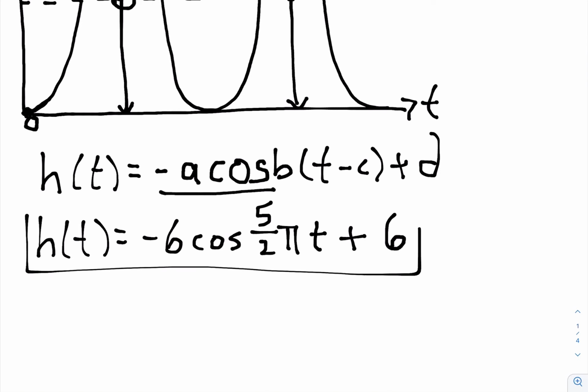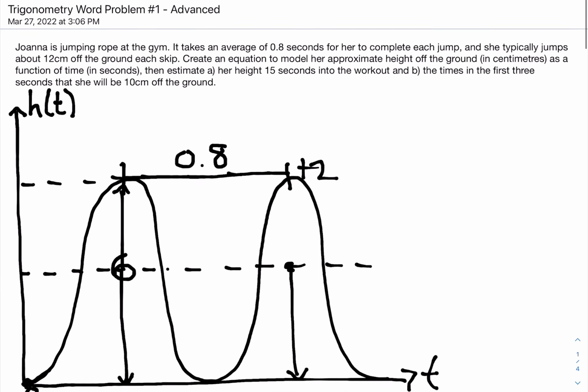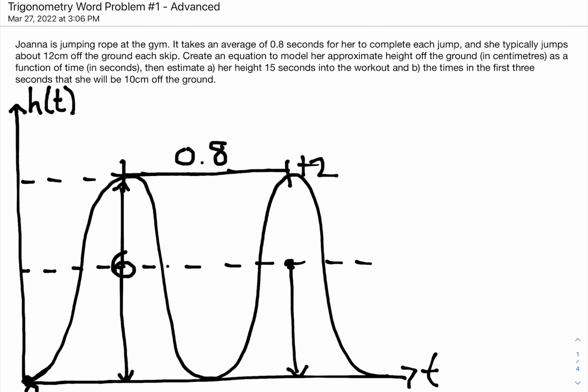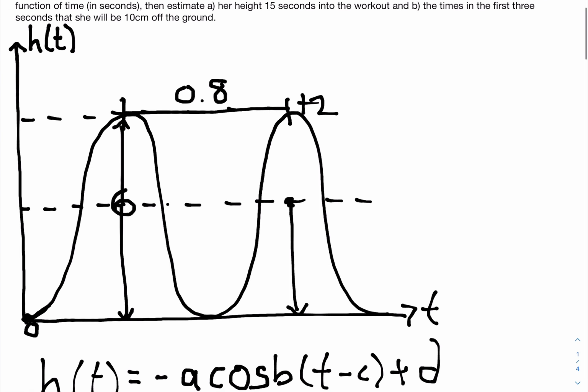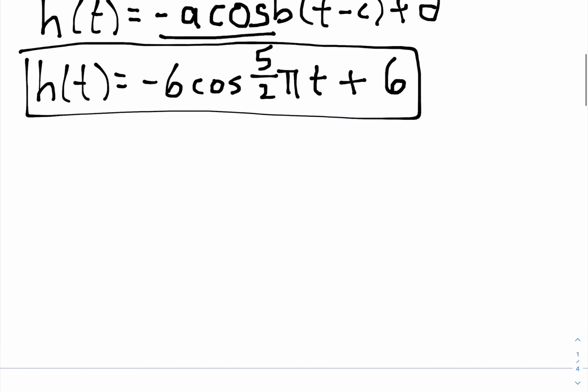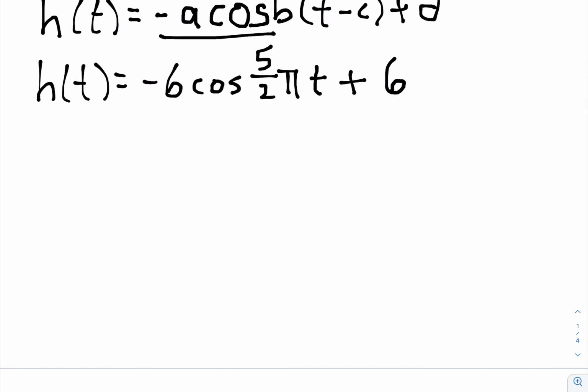For any given time t in seconds, we can plug it in for t, and we'll get h of t, which is her height above the ground at that given time. So now we can go into question A. What is her height 15 seconds into the workout? Okay, so 15 seconds, that sounds like a time to me. So that means we don't know height, which is what we're looking for, right?